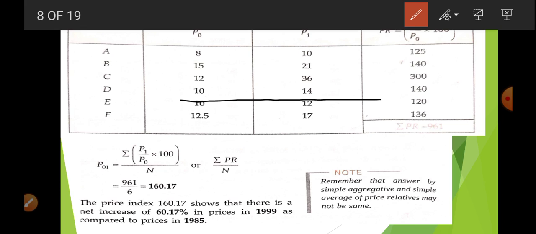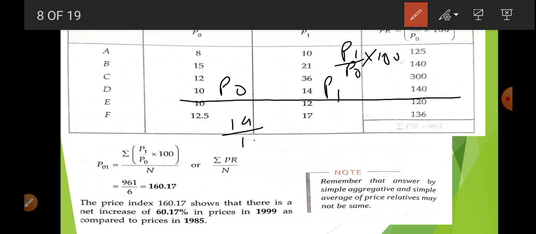Okay. Now next is this one. So this is your P1, this is your P0, and the equation is P1 upon P0 multiplied by 100. So P1 is 14 upon 10 multiplied by 100. 10 1s are 10. So this will be your 140. Come to the next.